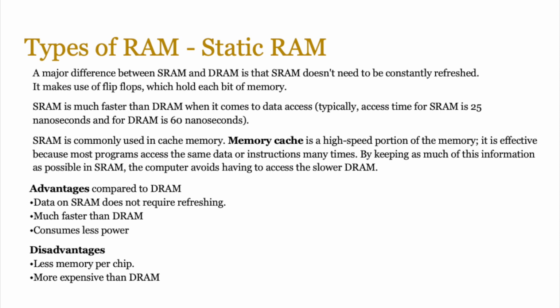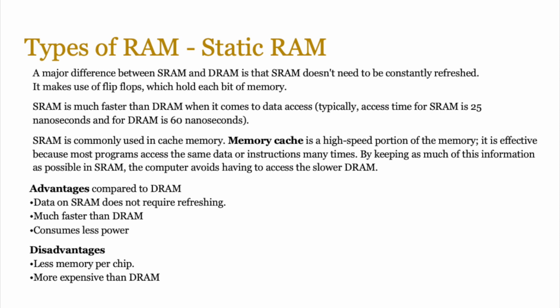SRAM is commonly used in cache memory. Memory cache is a high-speed area of memory which is super effective because most programs access the same data or instructions many times. By keeping as much of this information in SRAM, the CPU avoids having access to the slower DRAM. So what happens is, just like secondary storage is slow and it's loaded into RAM, RAM data is loaded into SRAM data or the memory cache. So you normally will have terabytes of storage on your SSD, but you might have gigabytes of storage on your RAM, and then you will probably have megabytes of cache.